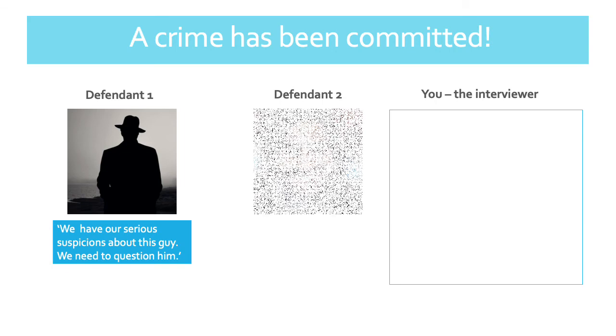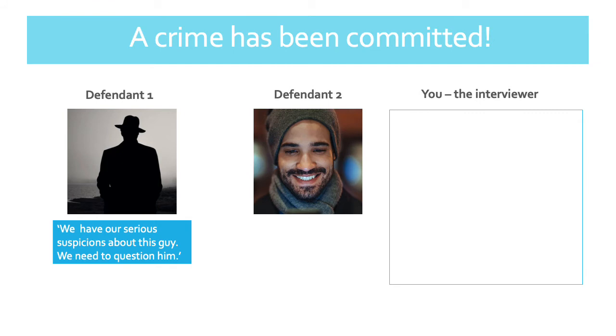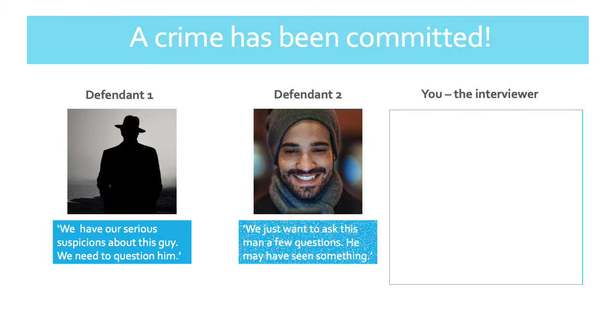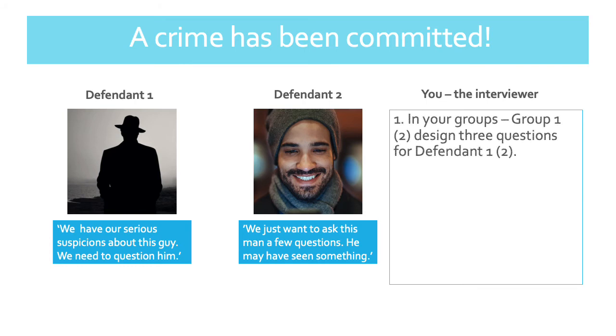And here is defendant 2. Okay. And this is what the police say about him. We just want to ask this man a few questions. He may have seen something. And now, here is the task for you, the interviewer. If you are in group 1, you need to design 3 interview questions for defendant 1. If you're in group 2, design 3 questions for defendant 2.